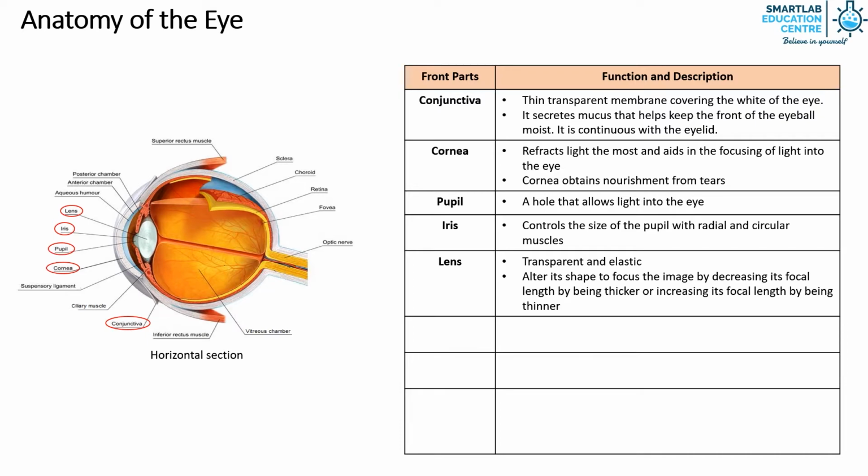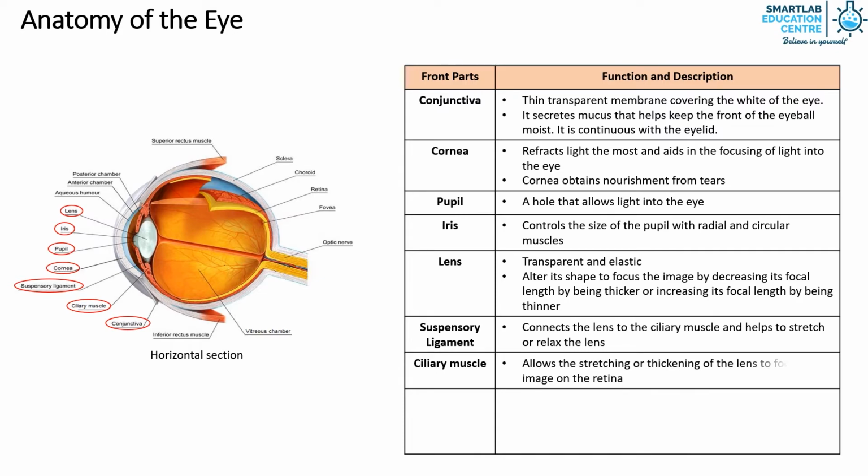The suspensory ligament connects the lens to the ciliary muscle and helps to stretch or relax the lens. The ciliary muscle allows the stretching or thickening of the lens to focus the image on the retina.